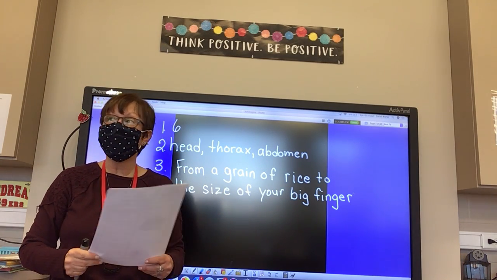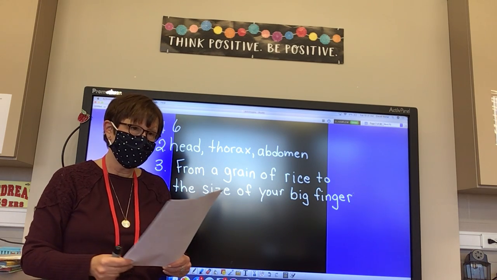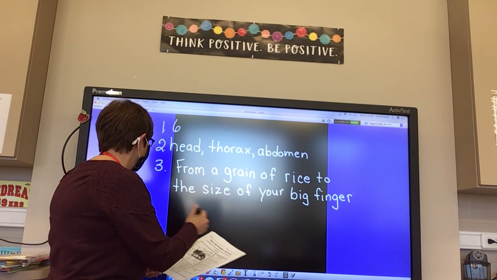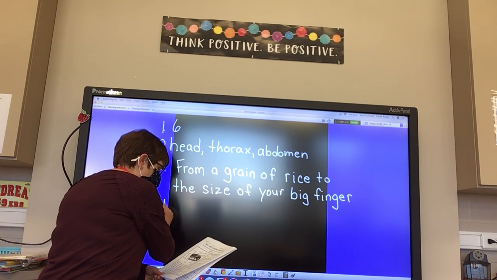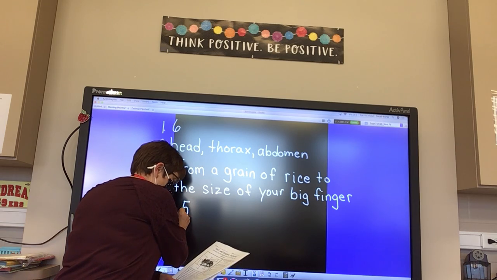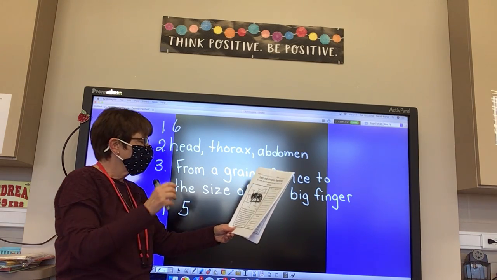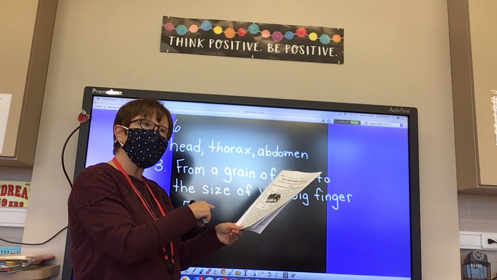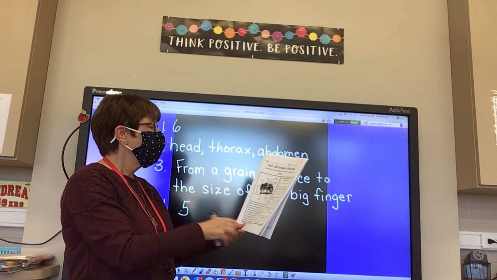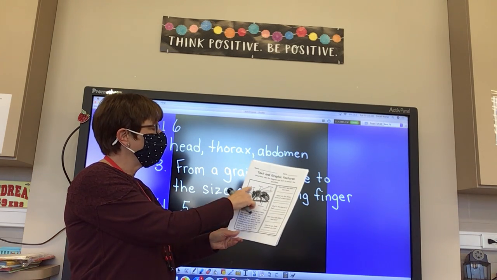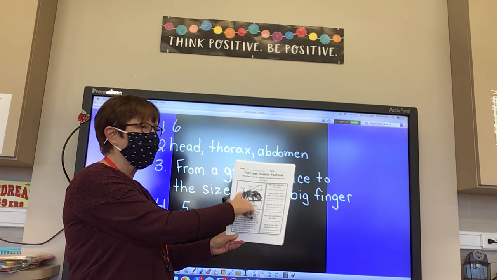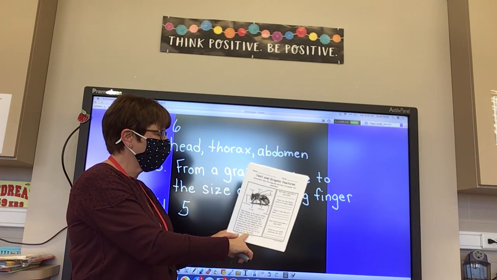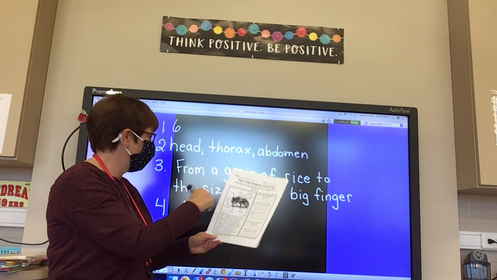Okay, who'd like to try our next question? Avery? How many eyes does a bee have? 5 eyes. Now, it doesn't say that in the paragraph though, does it? Where did you find the information about the 5 eyes? In the picture. In the diagram, yes, it has them right here. We have it labeled. We're looking in our graphic feature. We have text, we have graphics.